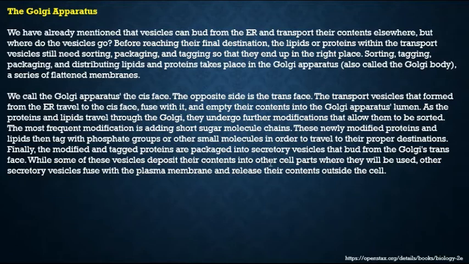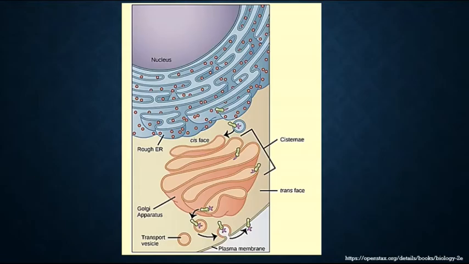Finally, these are packaged into secretory vesicles that bud from the Golgi's other face, that is the trans phase. Some of these vesicles deposit into other cell parts where they will be used. Others fuse with the plasma membrane and release their content outside the cell.